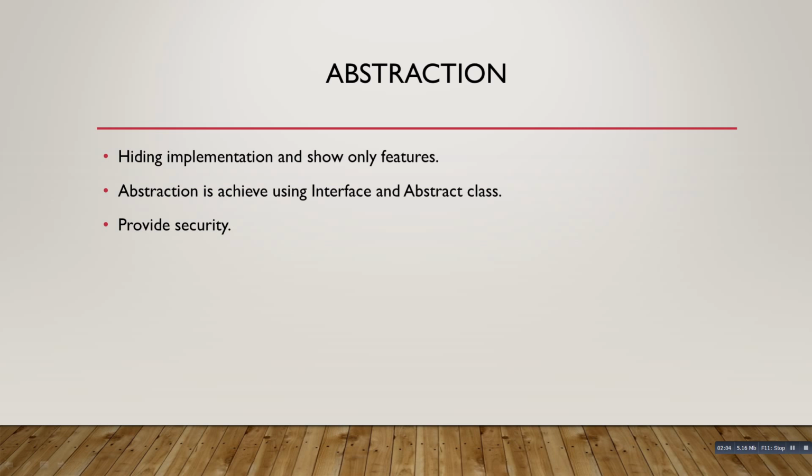So what do we achieve by abstraction? We achieve security by providing abstraction in our project. And how can we achieve abstraction in our classes? For abstraction we need to have interfaces and abstract classes in our project. So how does abstraction provide security to our project? That's the question, so think about it.